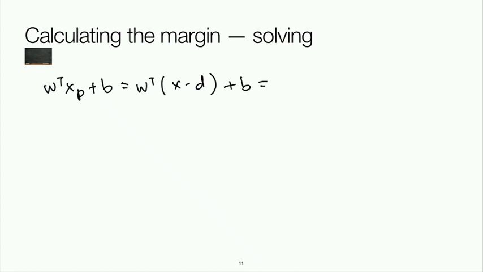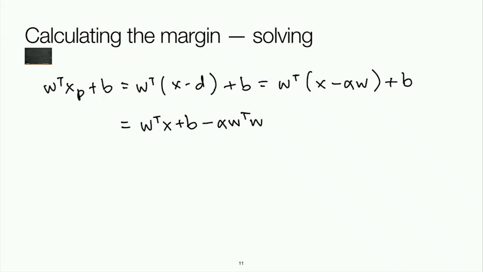And remember we said that D is some alpha times our weight vector W. We don't know what that alpha is, but we know that there's some alpha that satisfies this. If I write this out, I get W transpose X plus B minus alpha W transpose W. I just distributed the thing inside the parentheses and reordered some terms. And I know that this equals 0, because I started from this expression, which I already know equals 0 based on its definition. Then if I move things around a little bit, I get that alpha is equal to W transpose X plus B divided by W transpose W.